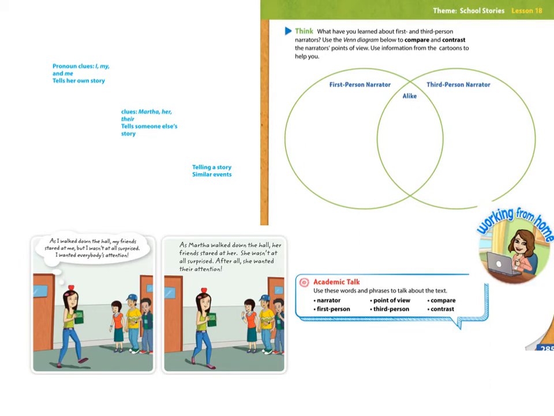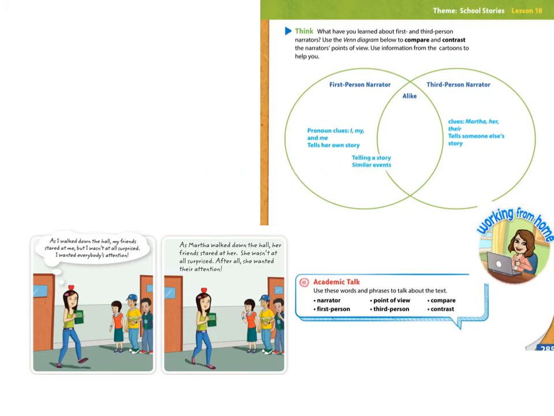And remember, at the beginning of our lesson today, that was our focus, understanding the difference between first and third person. Well, I'm thinking that the first person narrator used words like I, me, my. She tells her own story. This is the meaning of first person. And I'm thinking that third person uses clues like Martha, her, their, and tells someone else's story. And I'm thinking that they're alike because they're both telling a story and the events are very similar.